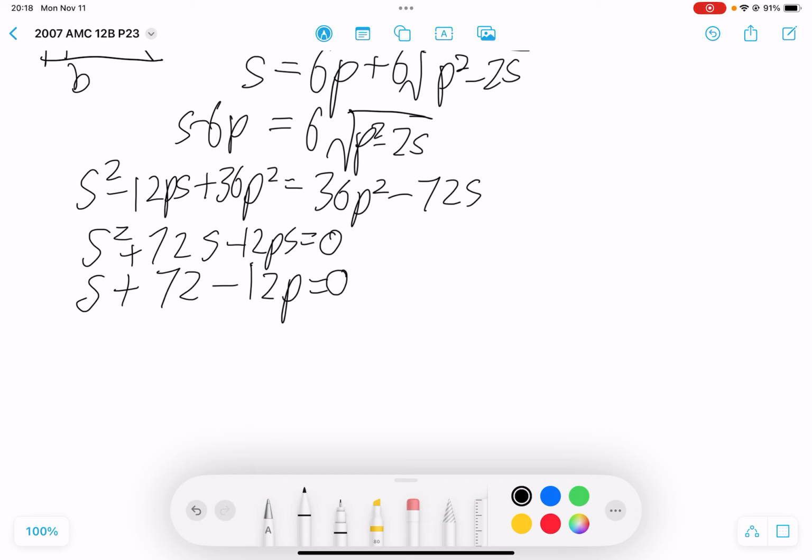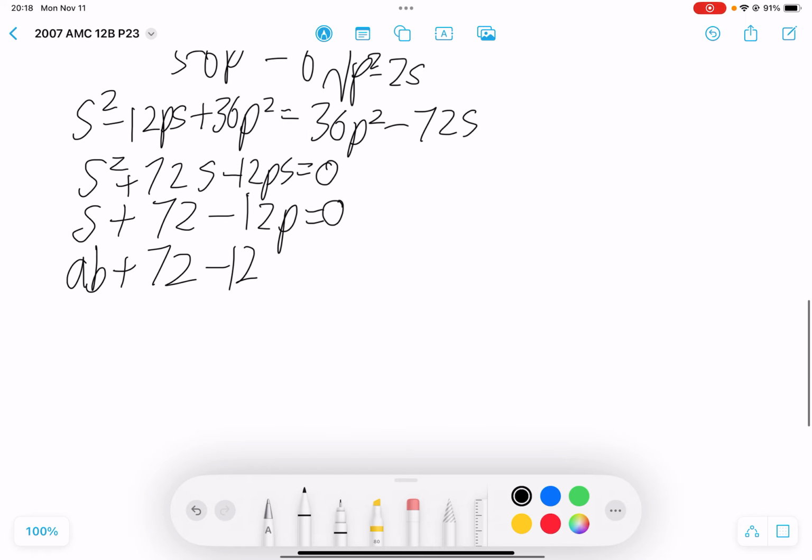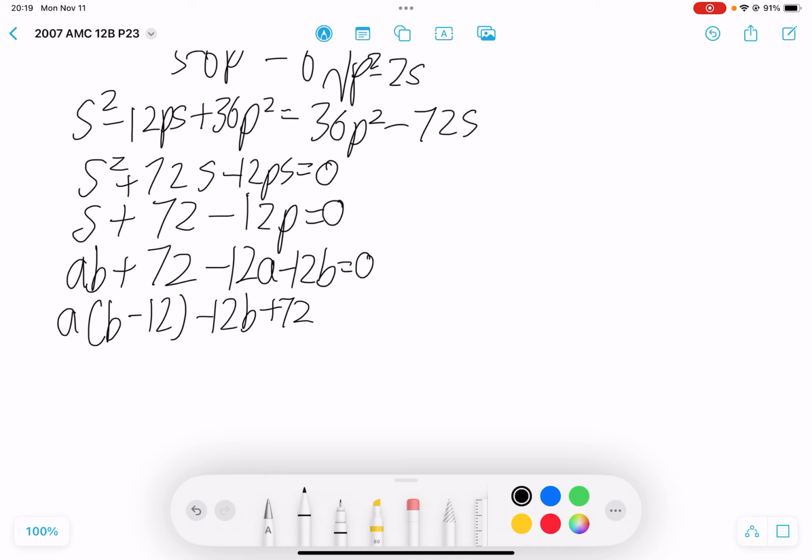So this means that we can actually try and factor this out now. But how? Because we have s and p, and we're kind of stuck with 2 random terms and a random constant here. Well, remember s and p actually represent something in terms of a and b. Let's plug those values back in. S is ab, and p is a plus b. So that's ab plus 72 minus 12a minus 12b equals 0. So now we can apply Simon's favorite factoring trick, which is basically you first factor the a out. So now you have a times b minus 12 minus 12b plus 72 equals 0.